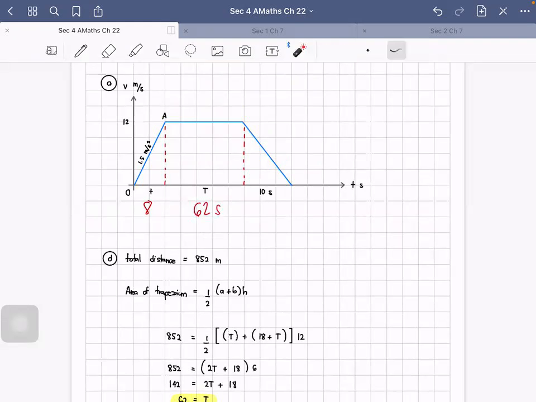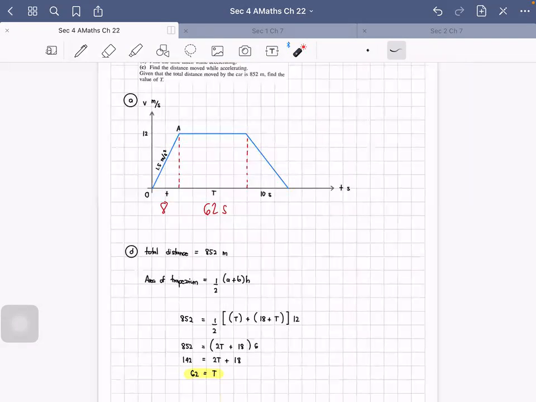Okay, so that means that the car was traveling at 12 meters per second for 62 seconds. So it maintained its speed for 62 seconds, okay, before decelerating here. Okay, so that's your answer for letter D.